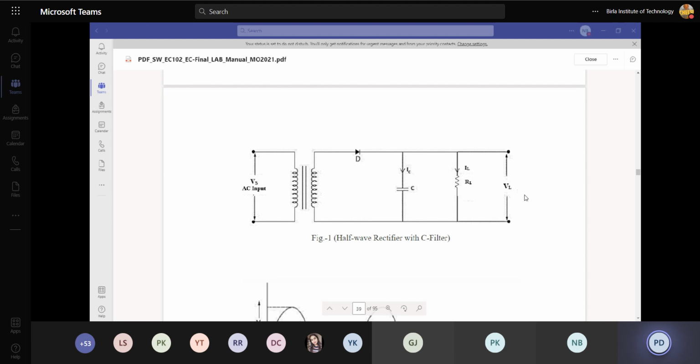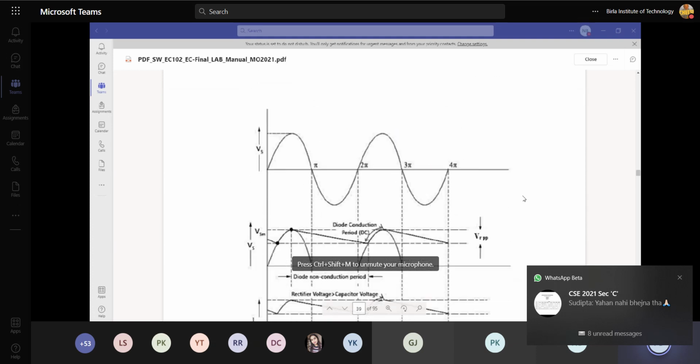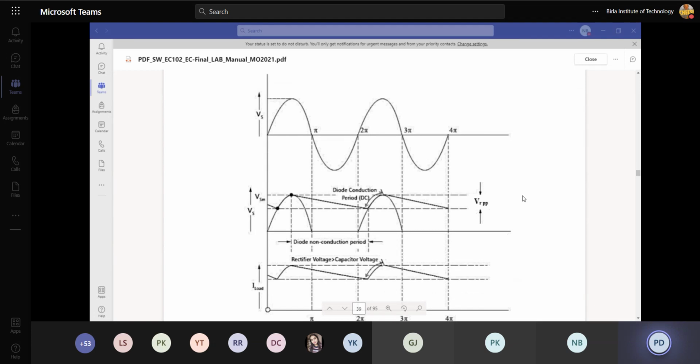So obviously when the capacitor is there, it has a charging and discharging phenomenon. The capacitor will charge when the current passes through this loop, that is, through this diode and through this capacitor. When this loop current is conducting, at that period the capacitor gets charged. So in the positive half cycle, when the diode is forward biased, the capacitor will charge, up to the maximum voltage of your applied voltage.